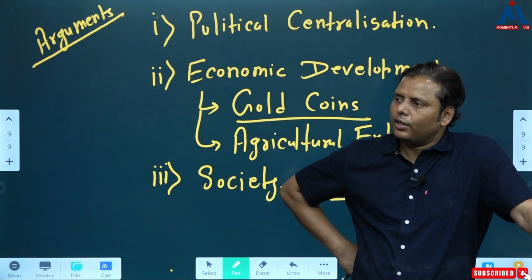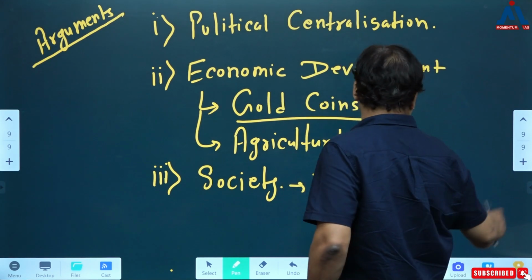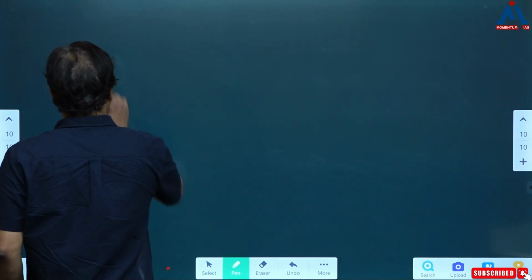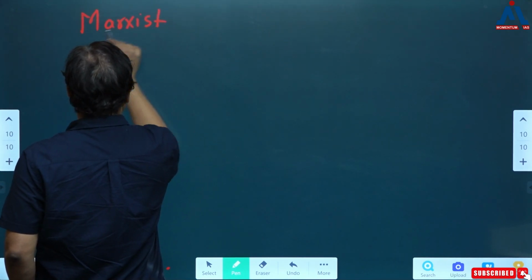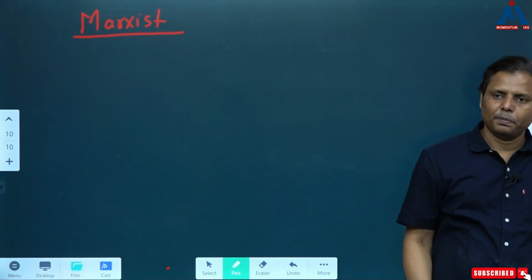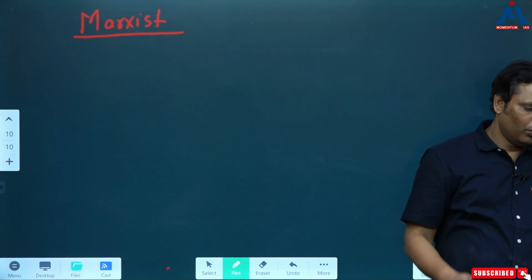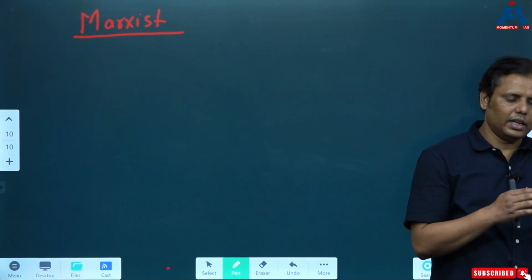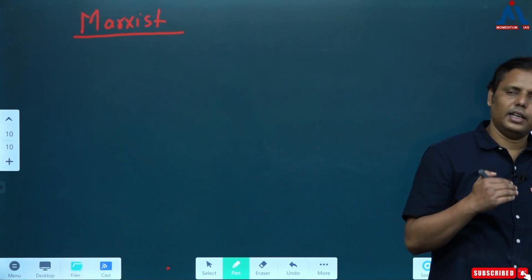Correct? And as I told you, these ideas continued till the 1960s and 70s, but then they were challenged by some scholars, and they primarily include the Marxist scholars. Since Marxists have a different approach to seeing society, they were not convinced by this idea, and the way they shifted the approach of history from the political dimension to the socio-economic dimension, they started seeing the Gupta age in a very different way.